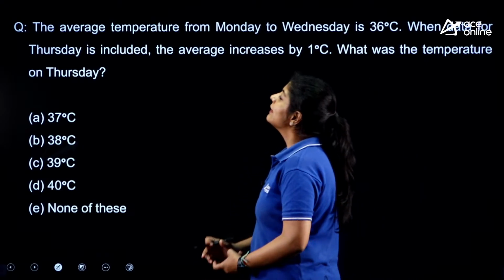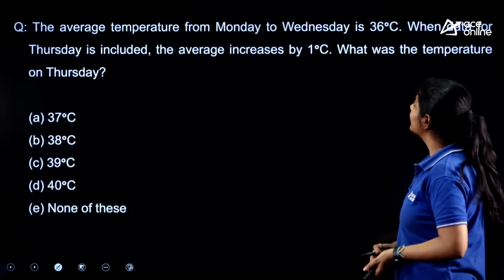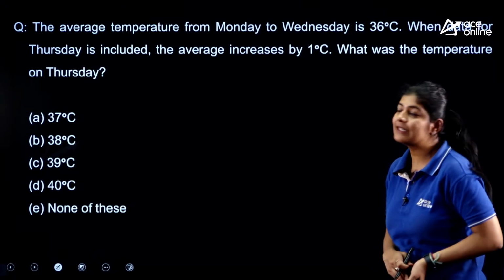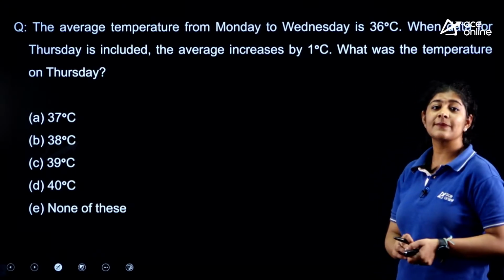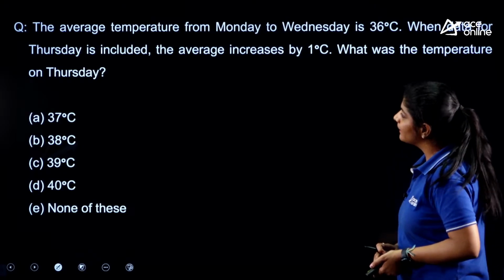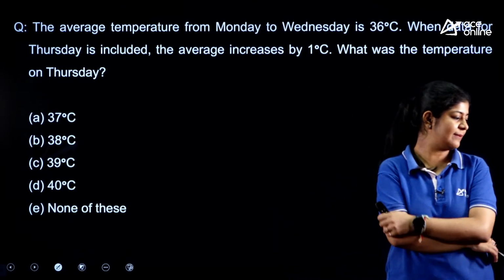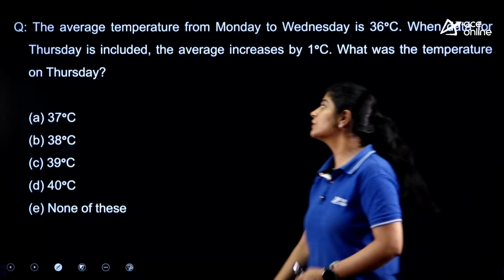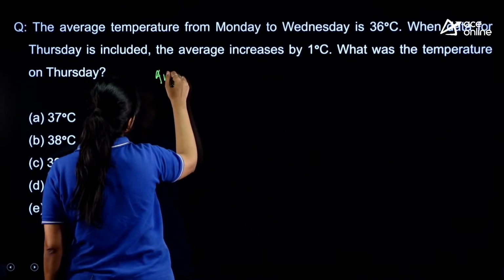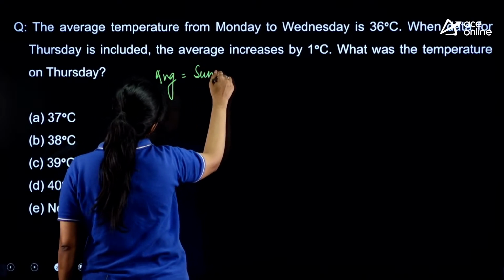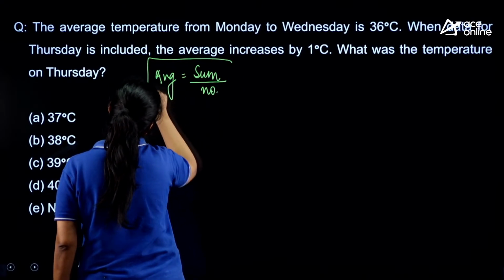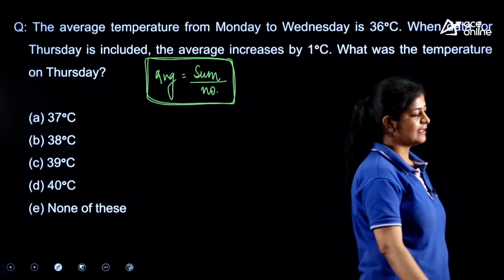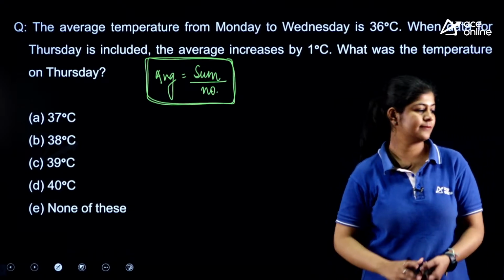The question says that the average temperature from Monday to Wednesday is 36 degrees Celsius. When data for Thursday is included, the average increases by 1%. What was the temperature on Thursday? We simply need to find the temperature on Thursday. It's a very simple one. All you need to do is use the formula of average, which is the sum of all the observations divided by the number of observations, right? This is the formula that we need to use to get our answer. So what value are we getting?